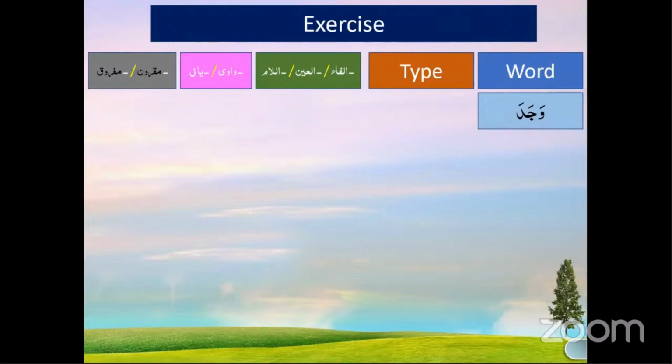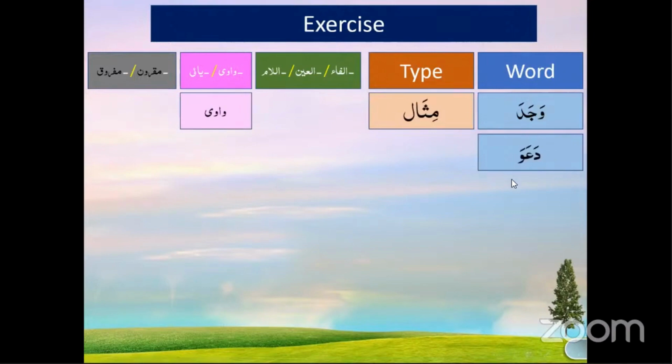So wajada. What is this? This is Fe'l Misal. Misal. Okay. Misal Wawi. Very good job.